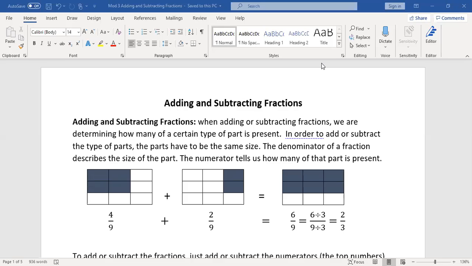When we add how many parts have been selected, we add the numerators. 4 plus 2 is 6. So 6 out of the 9 parts have been picked. Now 6 over 9 can be reduced.